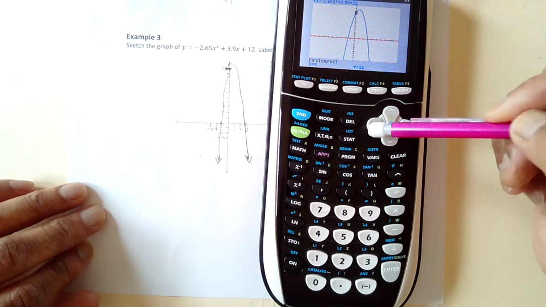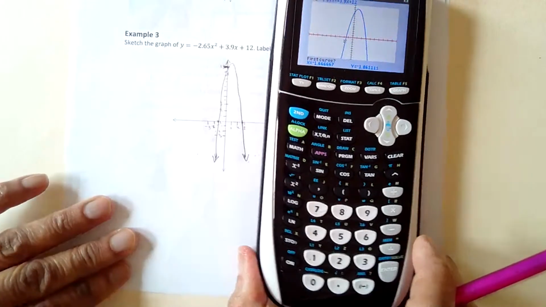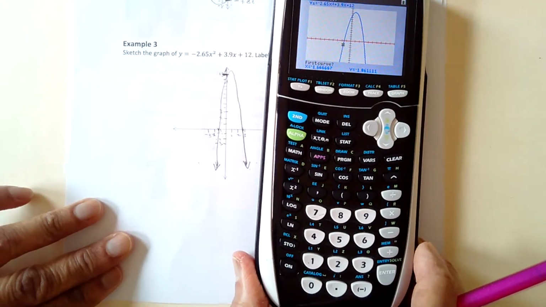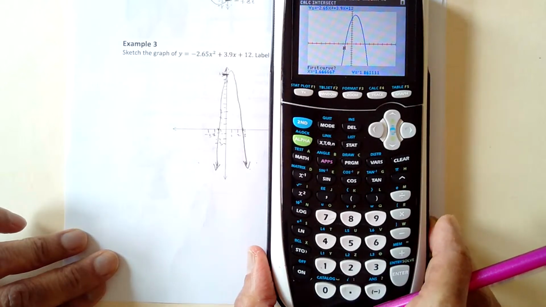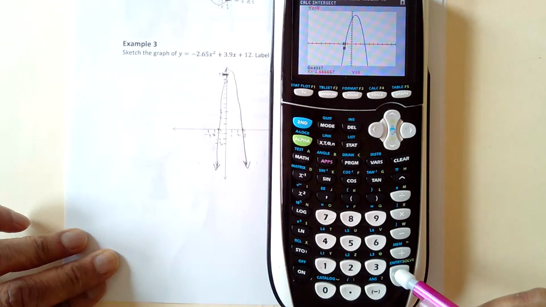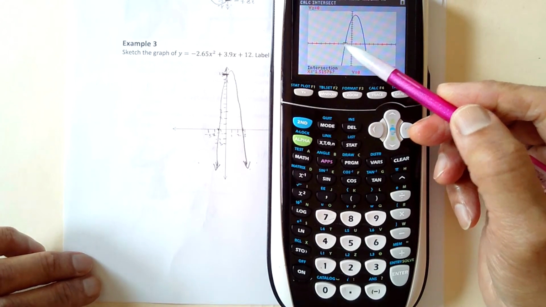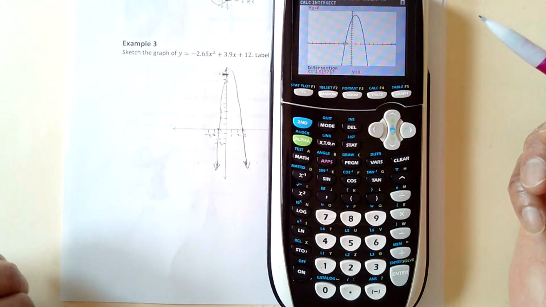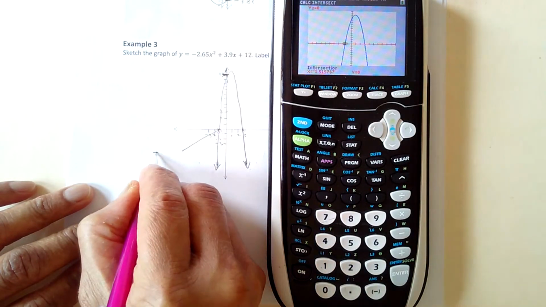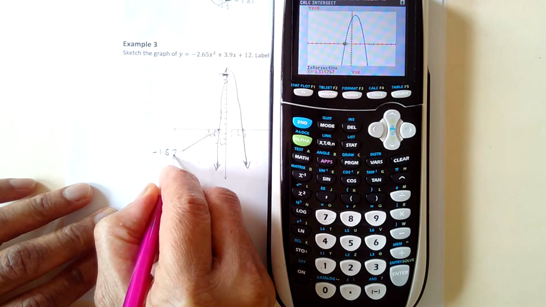Now I want to find the one on the left this time, so I'll go down and slightly below the x-axis here. You don't want to go too far below it, although that shouldn't matter. So now I have it here, I press enter, enter, and enter again. So the x-intercept on the left side is negative 1.5. Make it 2 decimal places would be -1.52.